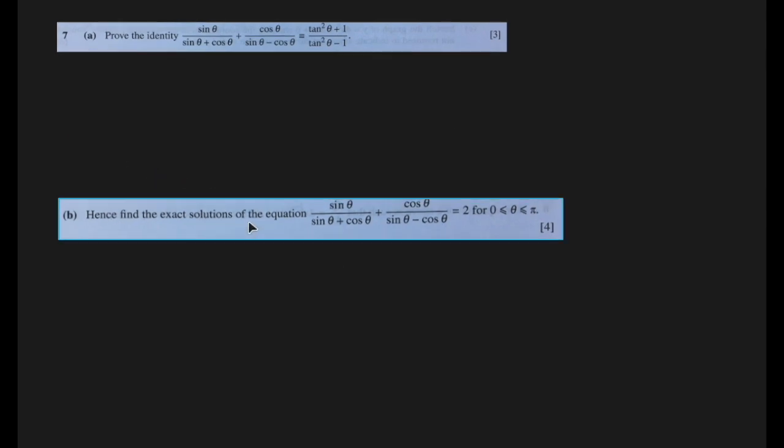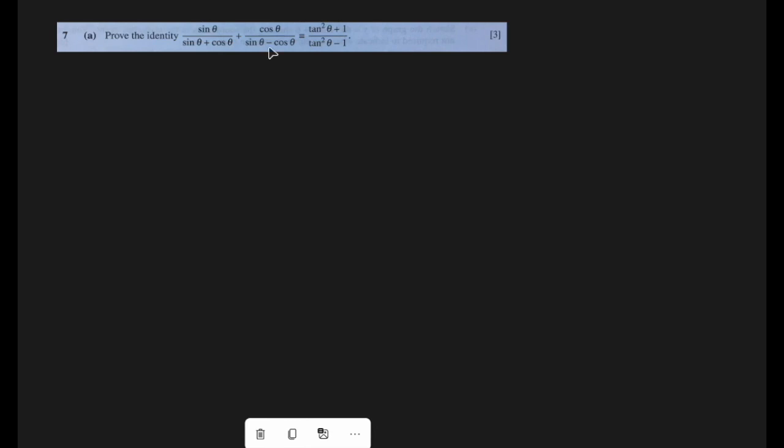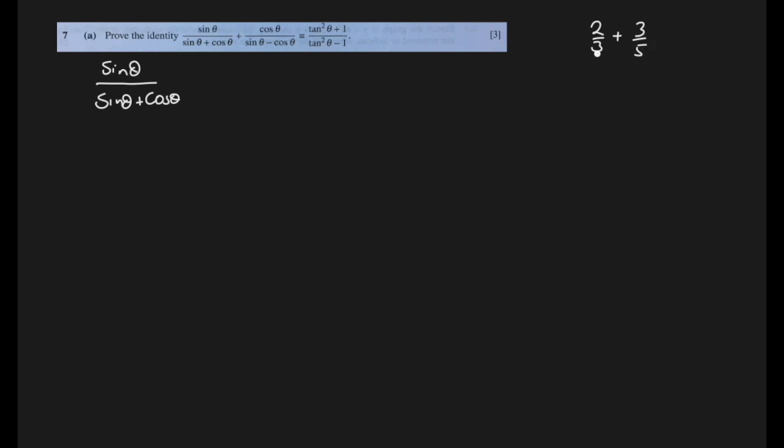Question number 7 is asking us to prove the identity, this one. To prove the identity, they should merge first. So what will we do? For merging, they must have the same denominator, and their denominators are not the same. So when denominators are not the same, what do we do? Suppose we want to add 2 over 3 and 3 over 5. So we multiply this by 5 up and down, correct? And we multiply this by 3 up and down. That's what we'll do here.